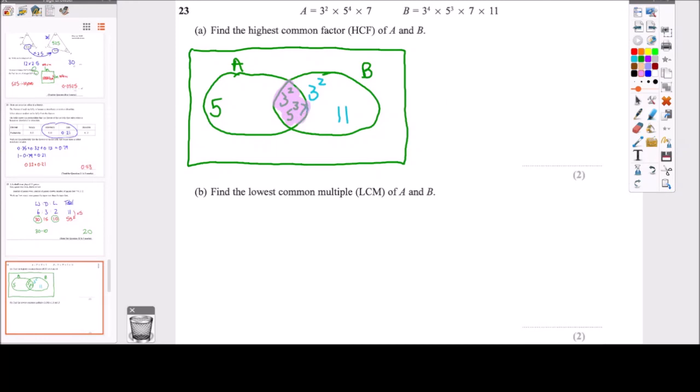Now, to work out the highest common factor, you multiply together all the numbers that are in the middle. You just multiply together those there. That's the highest common factor. So that's going to be 3 squared times 5 cubed times 7. So 3 3s are 9 times 5 cubed, which is 125, times 7 equals 7875.